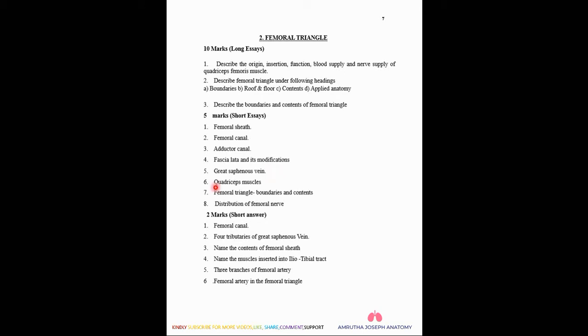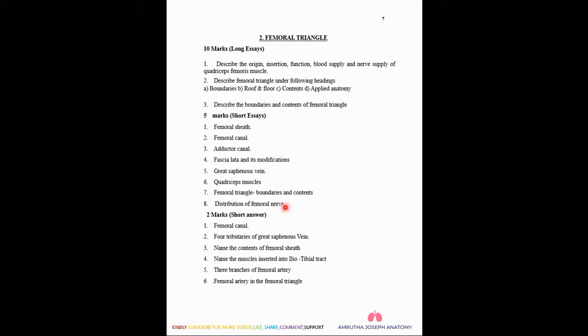Femoral triangle, write boundaries and contents. So the femoral triangle is asked in a 10 marker as well as in a 5 marker, so you need to plan accordingly and write. Distribution of the femoral nerve: femoral nerve branches, divisions, which muscles it supplies, and clinical aspects. It's always good to write clinical aspects. Even if it is not asked, you can just mention it.